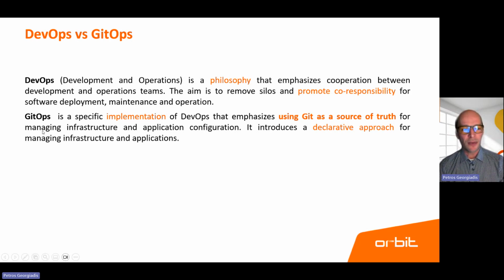GitOps, in my opinion, is a specific implementation of DevOps, and it emphasizes using Git as the source of the truth, as I was trying to explain in the previous slide. And it uses a declarative approach for managing infrastructure and applications. Meaning that I describe how my environment should look like, and then I have tooling in place that makes sure the environment will be exactly matching my code in Git.